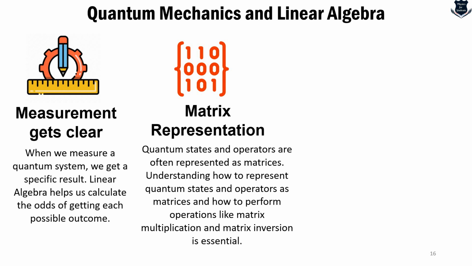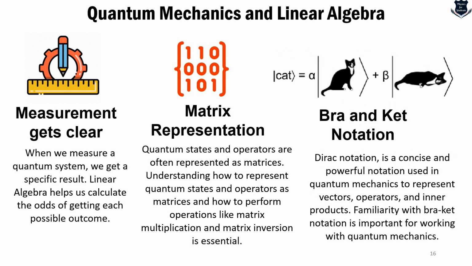Also, matrix representation. I think you already know a lot of matrix operations, including multiplication, addition, subtraction. All these actually represent quantum states, and the creation of a new quantum state and operation of matrices is mandatory. And finally, what is called the bra and ket notation. Dirac notation obviously is a concise and powerful way to know quantum mechanics, and that is not possible without linear algebra.